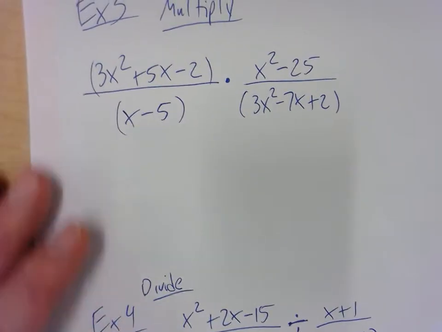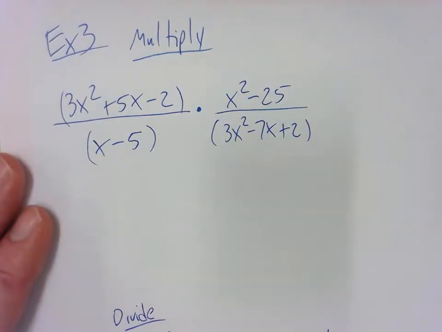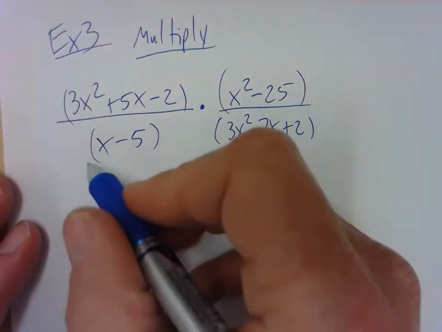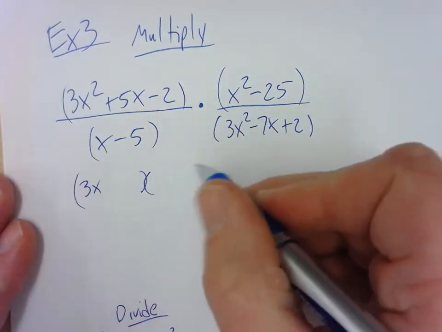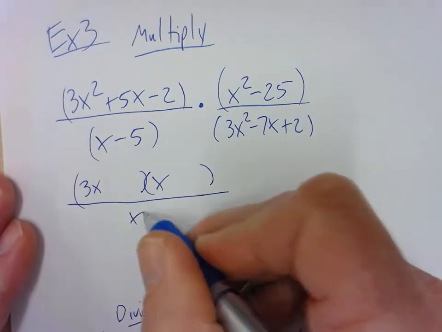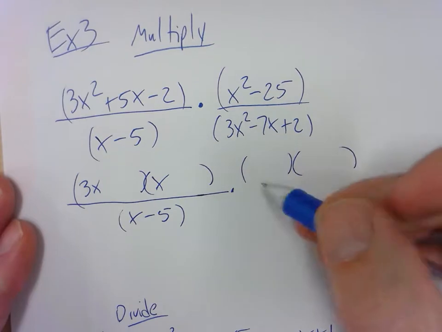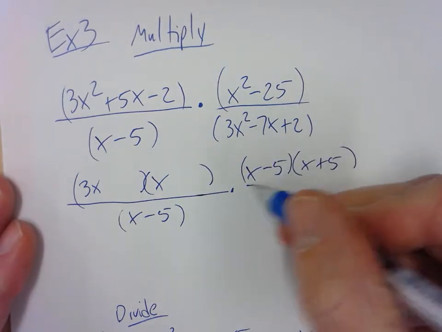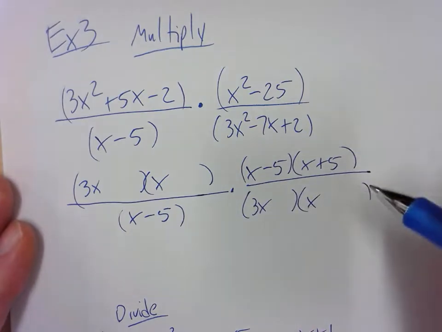Okay, next we're going to multiply. You do numerator times numerator, denominator times denominator. But I don't want to multiply this all together until I simplify it. And so I'm going to factor it and cancel out like factors. So the numerator here is 3x and x. X minus 5 is already factored. This one here is the difference of two perfect squares. So it's going to factor into x minus 5 and x plus 5 over 3x and x.